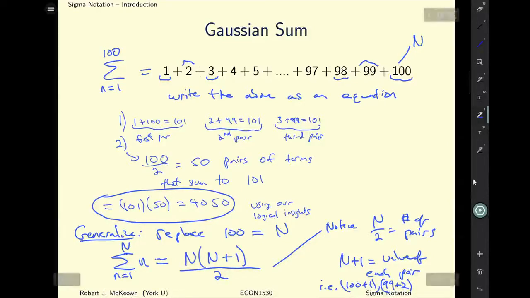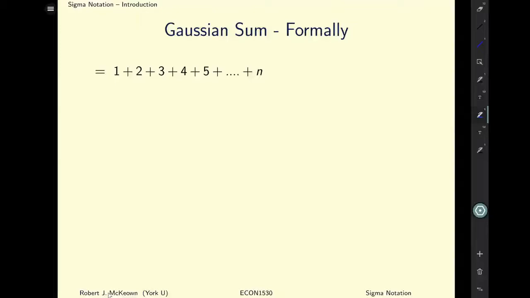And I'm sure you already saw this, but I made a very silly mistake right here. Of course, 101 times 50 is equal to 5,050. Now we can derive a Gaussian sum equation a little more formally. So previously I gave you the intuition behind it. Now let's do it very formally, almost like a proof.